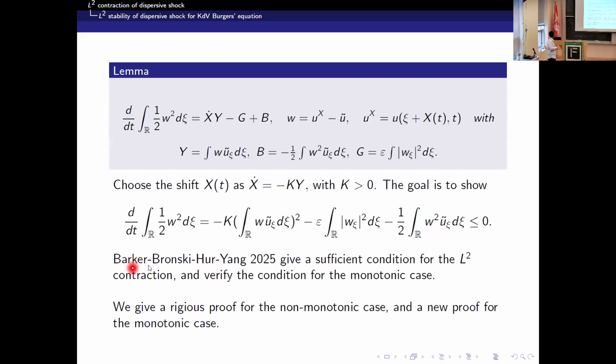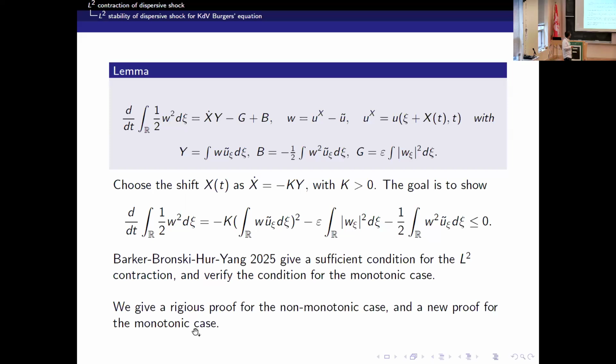I need to mention the earlier result of Barker, Bruno, He, and Yang. They give a sufficient condition for the L2 contraction, but without using this kind of Poincare inequality idea. They can verify the condition for the monotonic case. For the non-monotonic case, they can't verify the sufficient condition for L2 contraction analytically. They give some numeric evidence to show it is good when the eigenvalue is less than 4, something like that. So what we do is give a rigorous proof for this being less than 0 for a non-monotonic case, but not for all cases: when the threshold, delta over epsilon squared, is larger than the threshold 1/4 but less than some number. This also provides a new proof for the monotonic case.